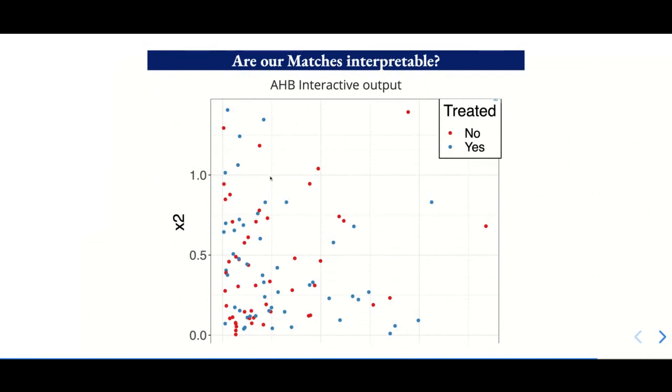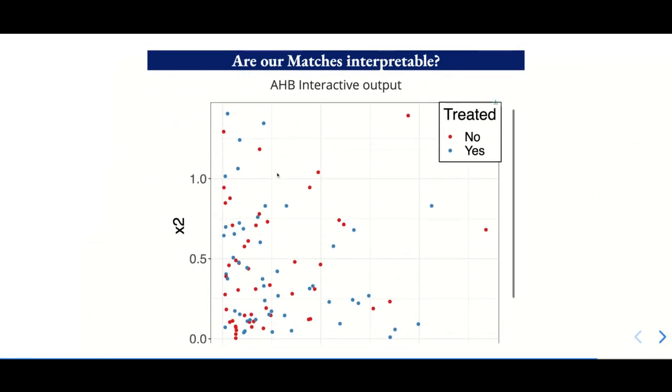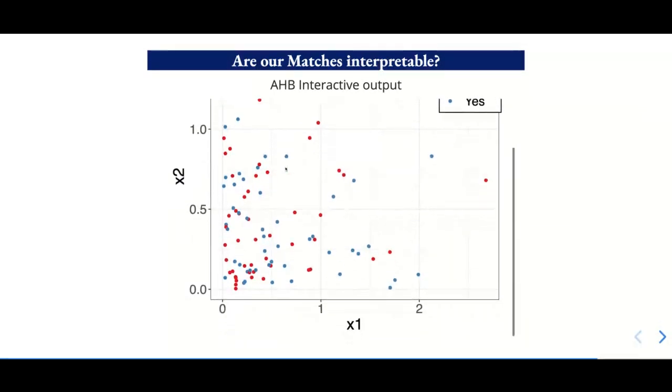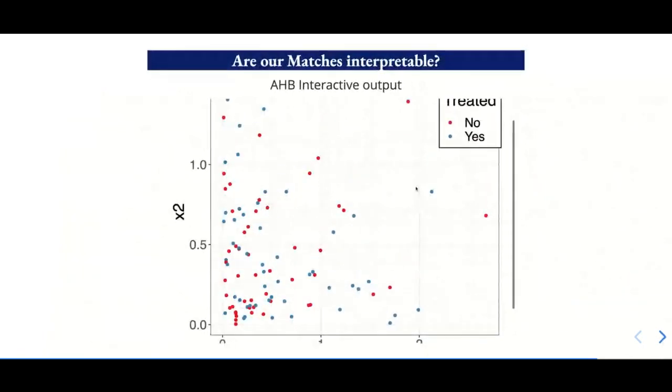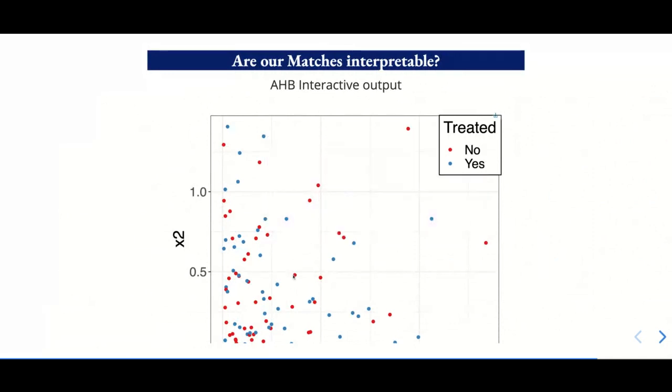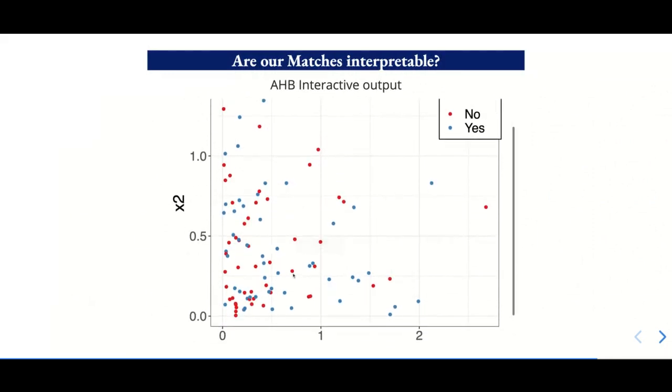AHB permits you to create interactive outputs that look like this. This is a simulated data set in which there are two covariates, X1 and X2. And I'm going to show you the boxes that our method creates for each unit. As you can see, you can hover on the unit, and it'll tell you the estimated treatment effect. But it also will show you the box that the algorithm found for that unit.